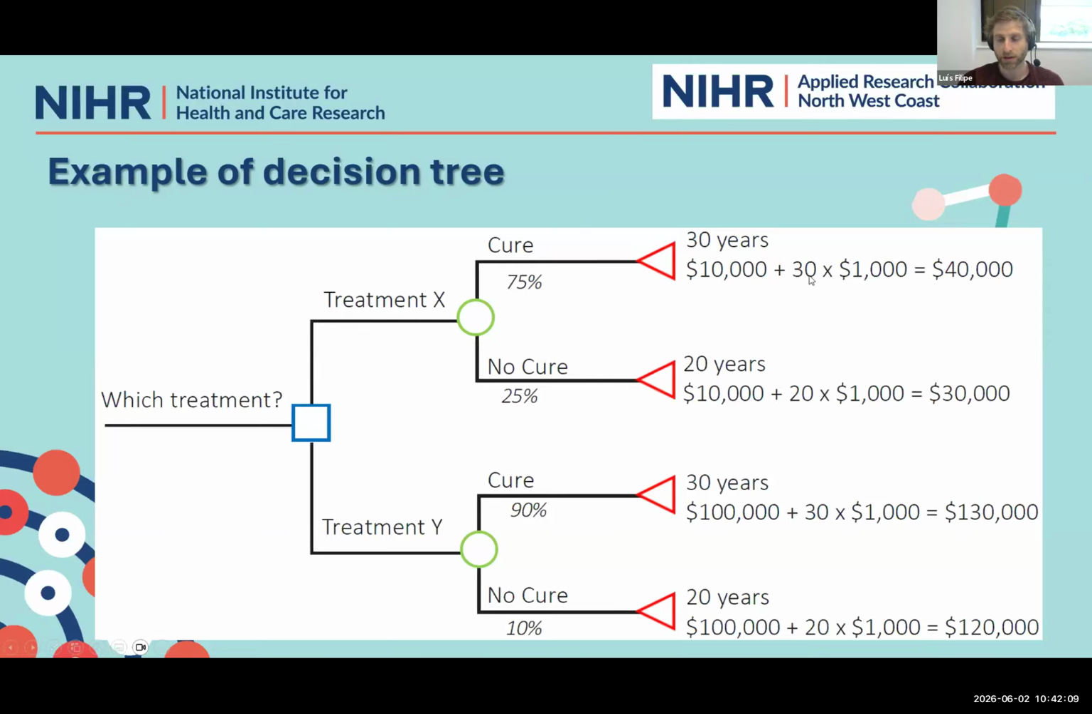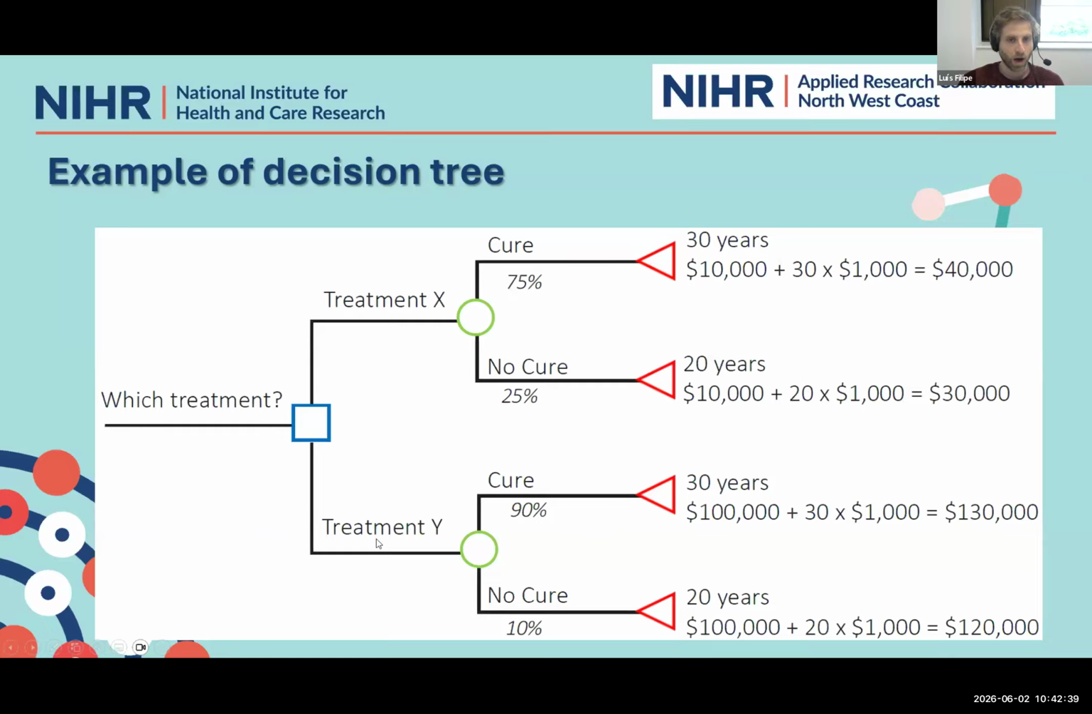So 30 years times an annual cost of $1,000, and it's going to give a total cost of 40,000. In the no cure arm, because the person is going to live for only 20 years, the annual cost is going to be the same, 1,000. So if we sum this, we get 30,000 as the final cost.